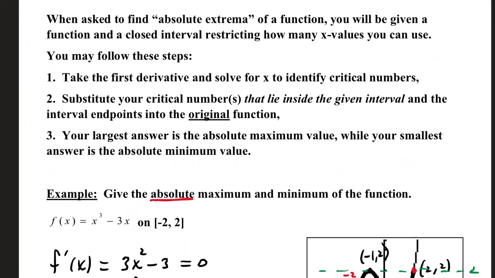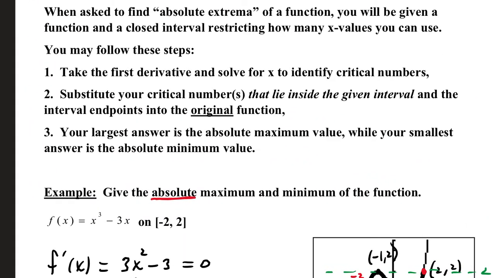When asked to find absolute extrema, like an absolute maximum or absolute minimum, we're going to find our critical numbers. We'll also be given an interval. We're going to plug the interval endpoints and any critical number inside the interval into the original function. And then we'll just look for our largest and smallest answers.